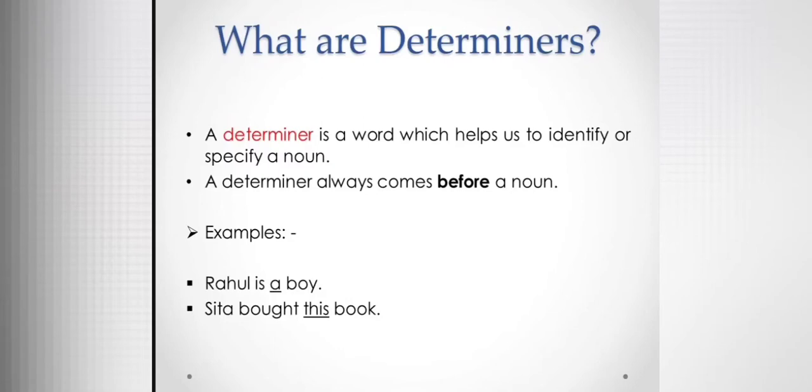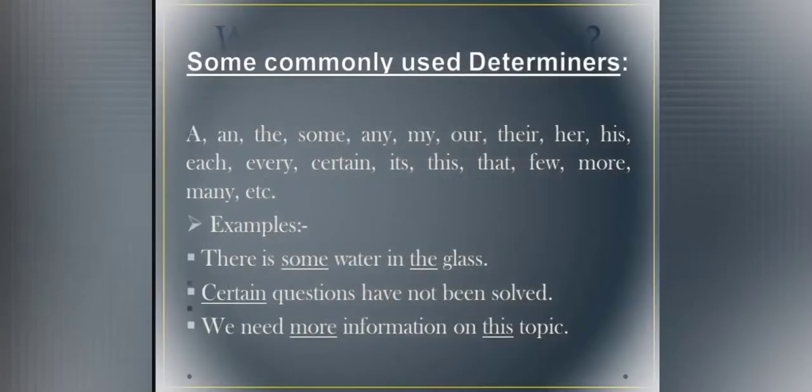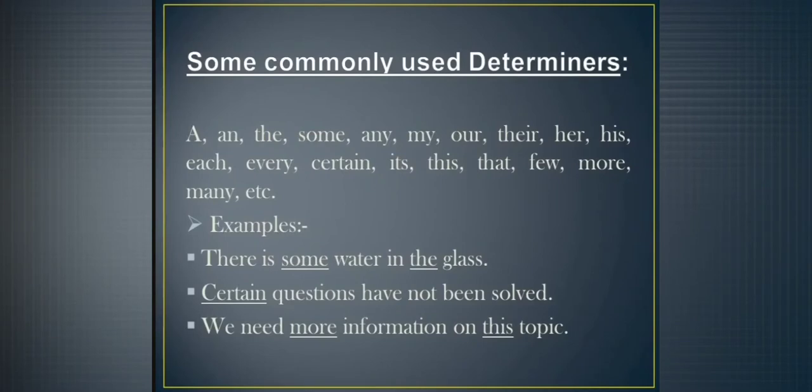In the second example, we can see Sita bought this book. Here also, book is your noun, and the word which is used before this is this. So, this is your determiner. Now, let's see some commonly used determiners: a, an, the, some, any, my, are, their, her, his, each, every, certain, its, this, that, few, more, many, etc. All these words come under determiners.